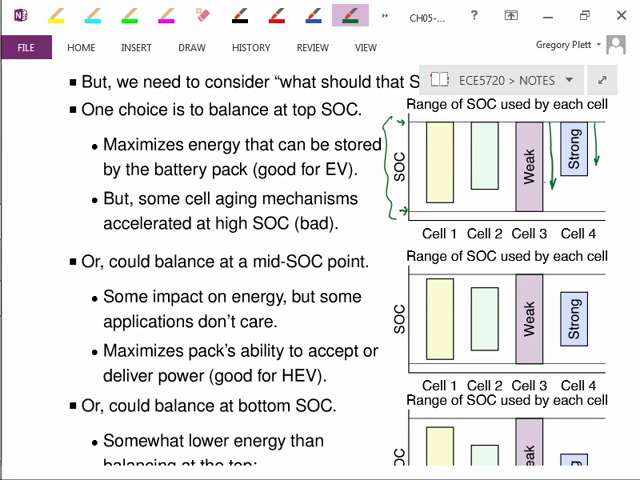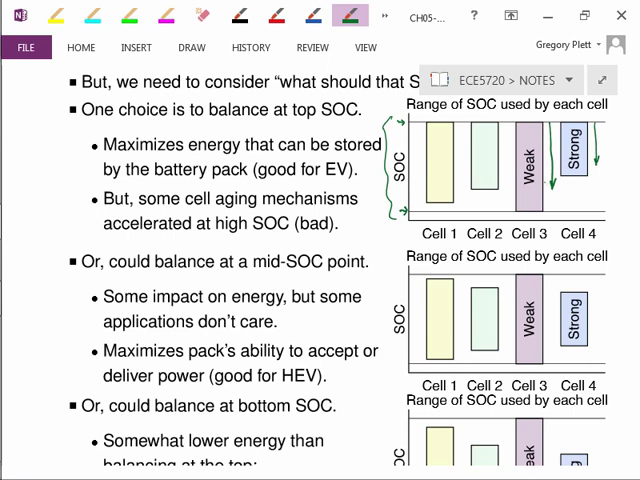If we choose to balance at the top state of charge, remember that the open circuit voltage of a cell depends on the state of charge, and at high states of charge the voltage is higher than at low states of charge. And so for the same current, the voltage being higher means that basically more energy is stored in this battery pack. So for the same number of amp hours, I get a higher voltage. So this is good for electric vehicles. If I want to maximize range, I want to cram as much energy as I can into this battery pack, and this is at least something I might want to do.